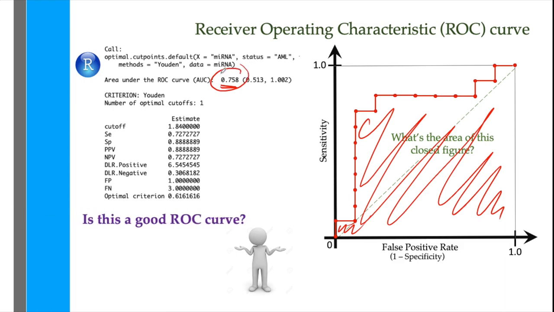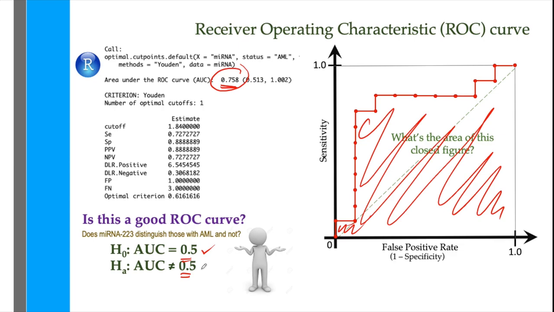So the question now is, is this a good ROC curve? Or in other words, does miRNA-223 really distinguish those with AML and not? We actually have a null hypothesis there, which implies that the ROC curve is bad, in which the ROC curve is not good, meaning the AUC is 0.5. And the alternative hypothesis states that the AUC is not equal to 0.5, indicating that our ROC curve is good. Now, we don't have a p-value here, as you can see, but this result here is the 95% confidence interval.